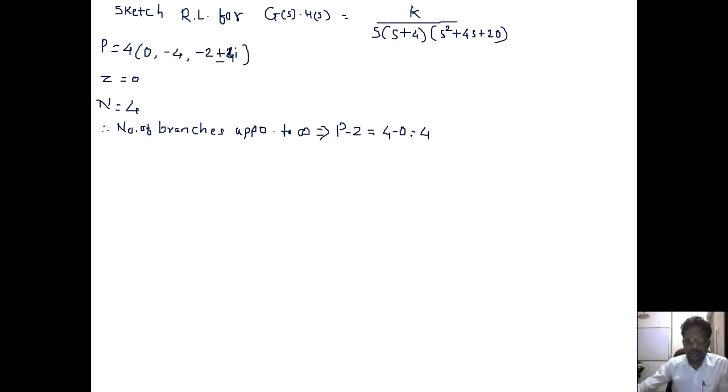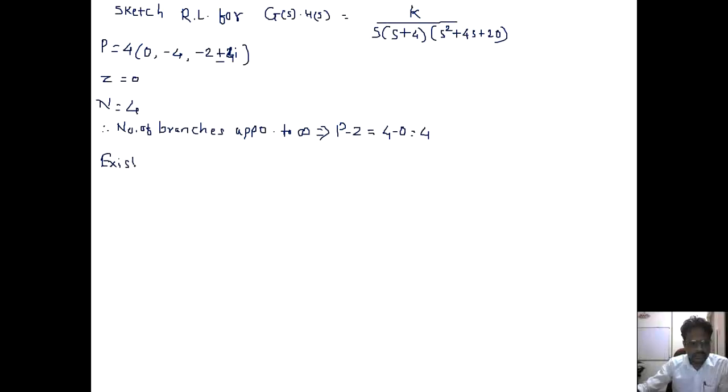That means all branches of root locus will approach infinity. Not a single branch will end because we don't have any zero, and our rule said root locus always starts from a pole and ends on a zero. So 4 root locus branches will start, but none of them will end because we don't have a zero. All will go to infinity. After that, the region of root locus, or the existence of root locus.